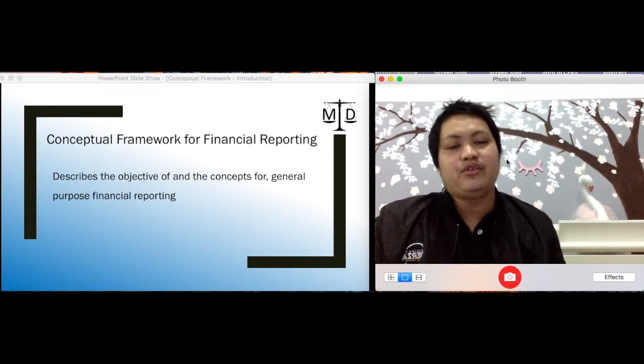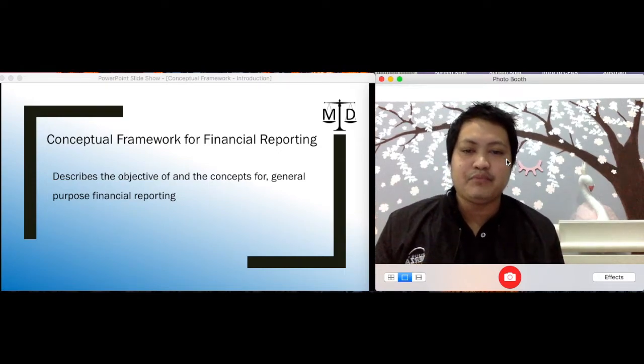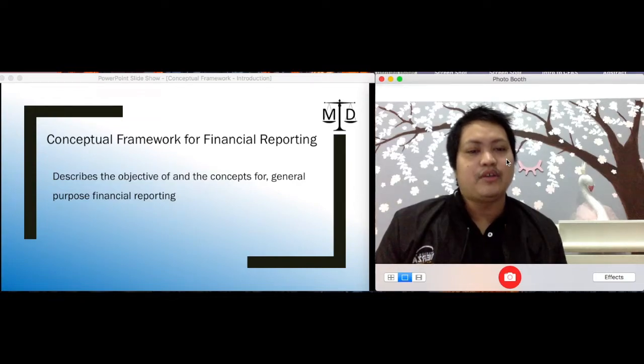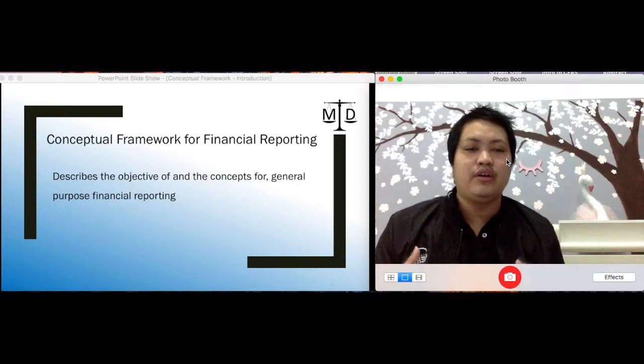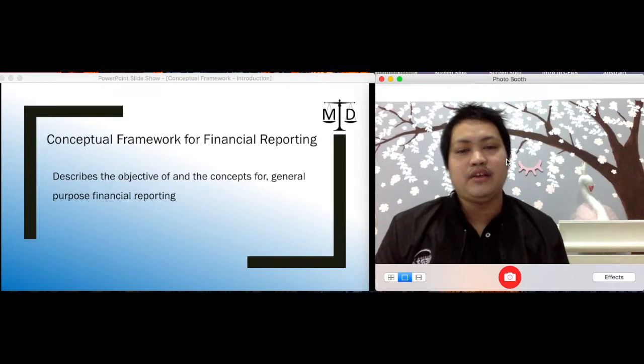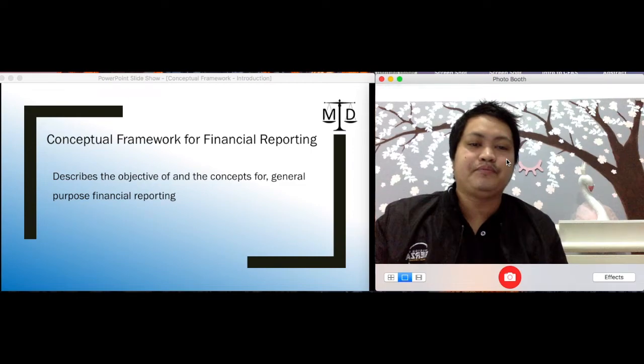And with regard to concepts, the goal here is for there to be a guiding principle on what concepts should be applied. So as regards the concept on materiality, aggregation, measurement, all the standards should be based on the general principles laid out in the framework.